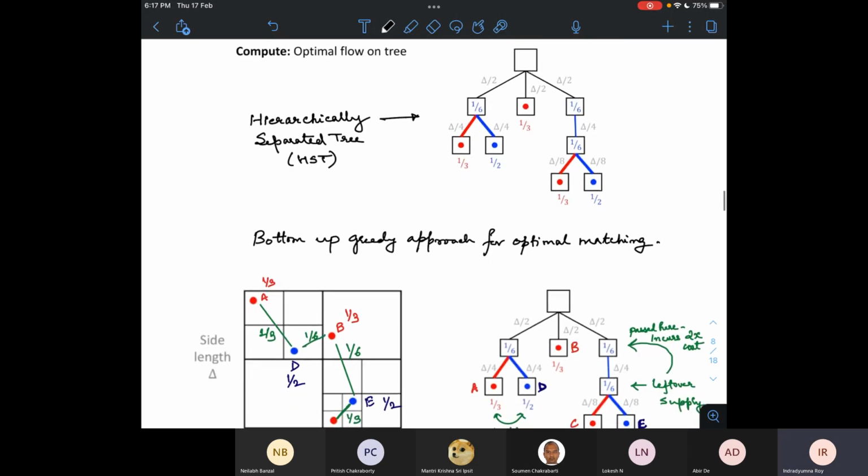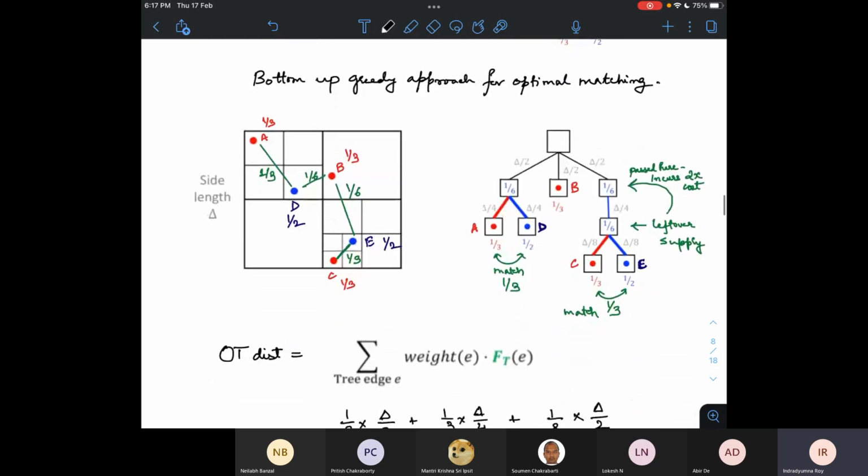So let's look at the bottom-up greedy matching in this case. Again, we go back to our earlier example where you have these 3 red points of 1/3 mass and 2 blue points of half mass. And what you do for the matching strategy is to go bottom up, and at the leaf level, let's say in the nodes C and E here, let me highlight. So here you are matching the 1/3 mass that is available.